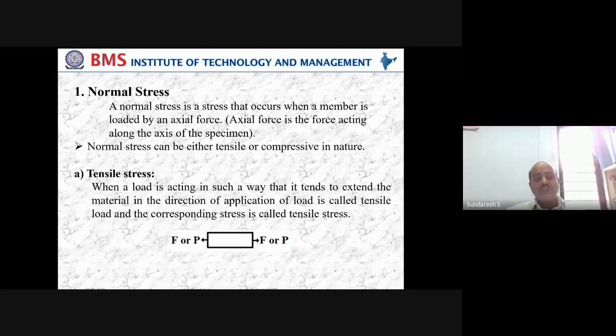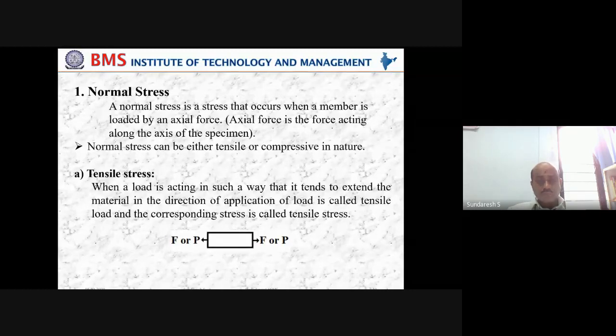So basically, normal stress is always induced within the material when it is subjected to an axial force. In the sense, when the force acting on a member is in the axial direction, and you consider a section, if the stress acts exactly perpendicular to the section you have chosen, that stress we generally call a normal stress, right? A normal stress can be either tensile or compressive in nature, depending upon the type of load that the member is subjected to, right?